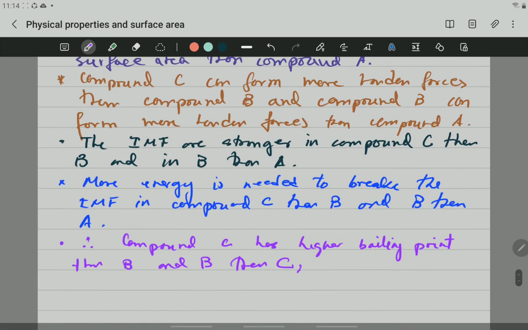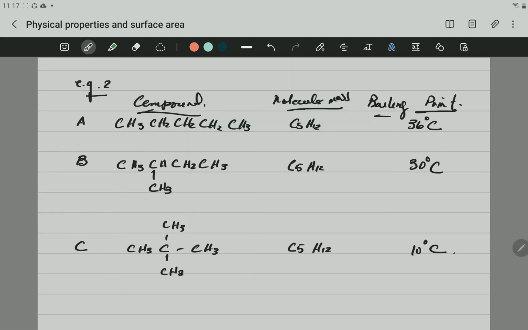Now let's see another example, a little bit different. In this example, the compounds have the same molecular mass, so all of them are in actual fact chain isomers. We have compounds A, B and C, and what is changing is that they become more spherical from A to B to C, so they are more branched. As you move from A to B to C, the number of branches increases. If the number of branches increases, then the surface area decreases.